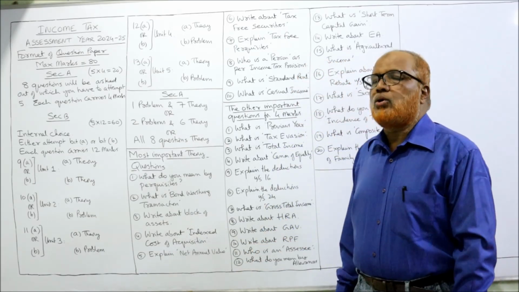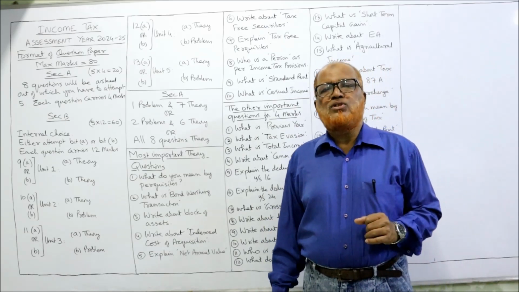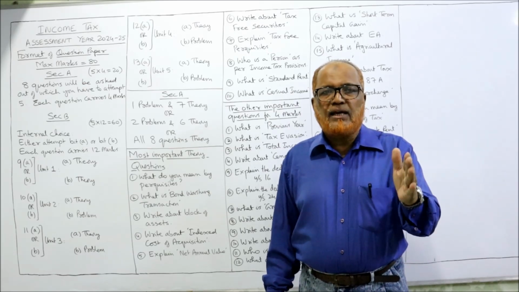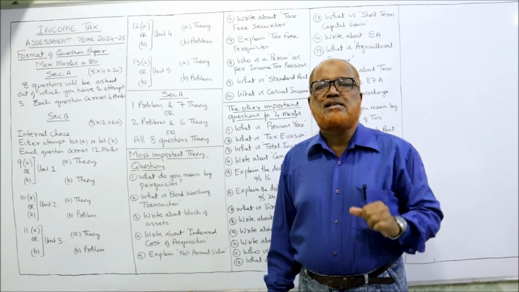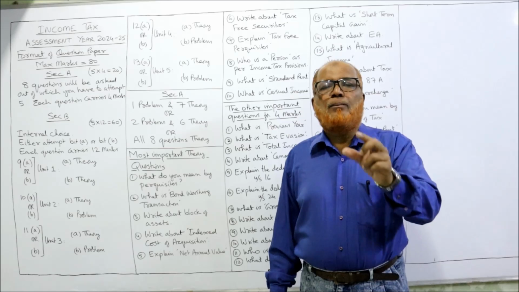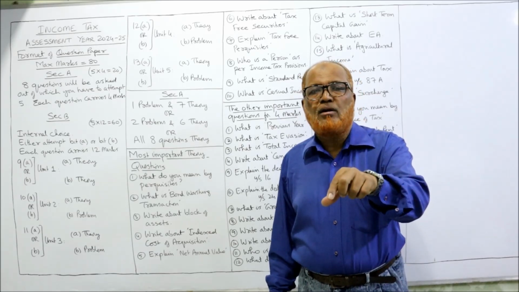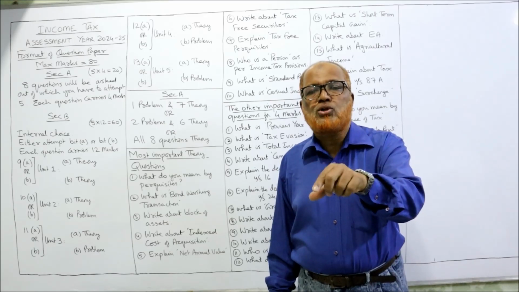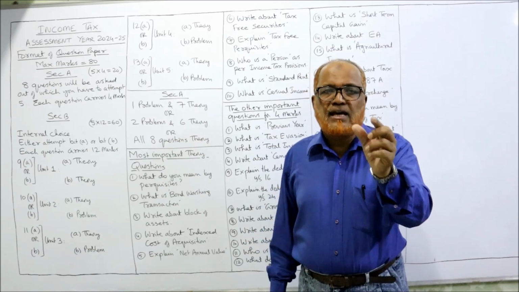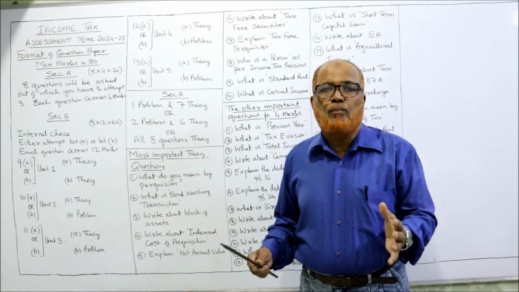Next is, write about block of assets. The Income Tax Act has given the provision regarding depreciation. The depreciation will not be calculated individually on every asset. The depreciation will be calculated on the block of assets. A block of assets means a group of assets of the same nature and having the same rate of depreciation. A group of assets of the same nature and the same rate of depreciation is called a block.